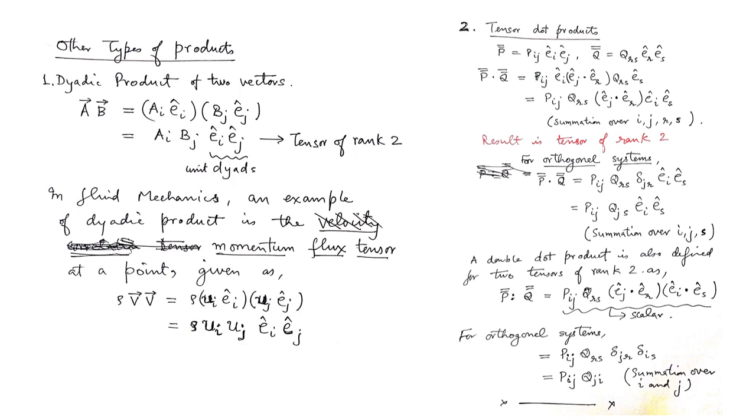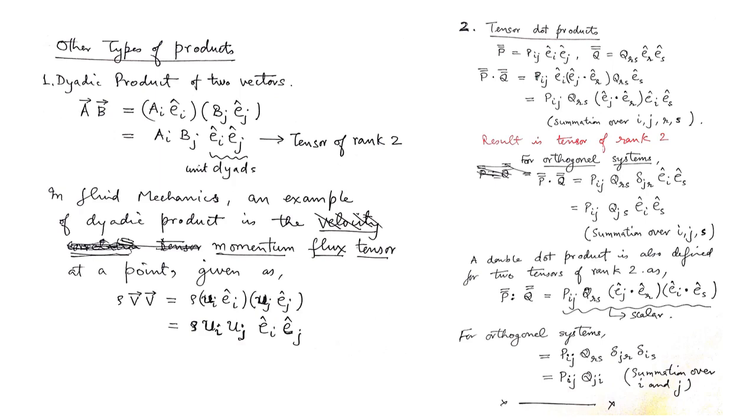Now in this slide I have shown some other types of products that we have involving vectors and tensors. We call them the dyadic product of two vectors. You are already familiar with what a unit dyad is. The dyadic product of two general vectors A and B is simply written as two vectors A B with no dot or cross or any operation symbol written in between them.